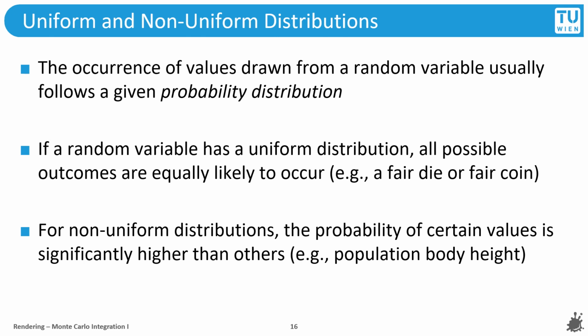For non-uniform variables, the probability of particular values is much higher than for others. So for instance, if we take the average body height in a population, we are much more likely to see results close to 5, 6, or 7 feet, and 1 foot, 2 feet, or 13 feet, 14 feet are much less likely.